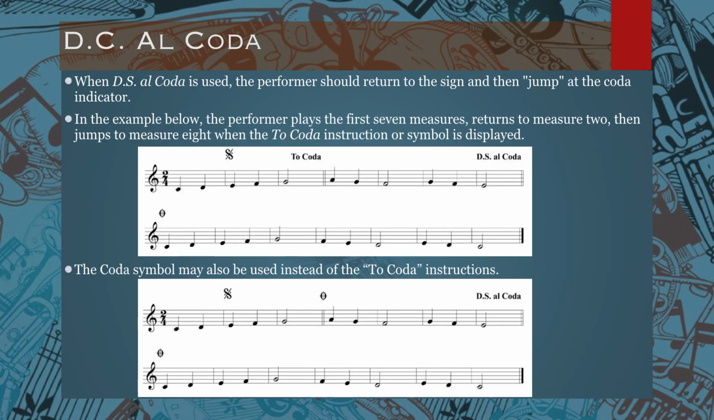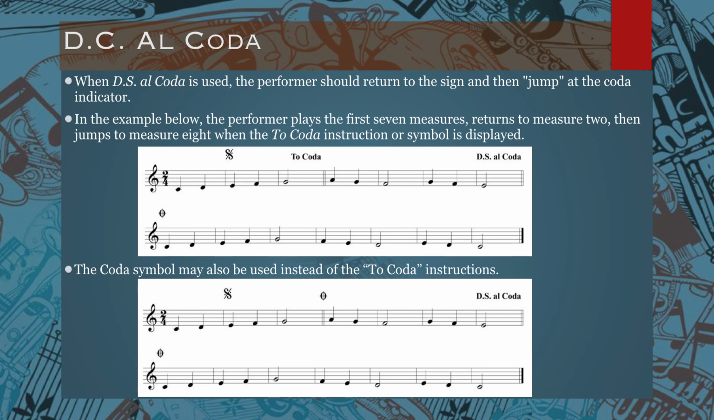When you see DC al coda, the performer should return to the sign and then jump at the coda indicator. So here you see in measure 7, the DC al coda indicator, you jump all the way back to measure 2, and then at the end of measure 3, where you see the "to coda" sign, you'll play all of measure 3, and then you'll jump to the coda sign in measure 8 and finish off the piece.